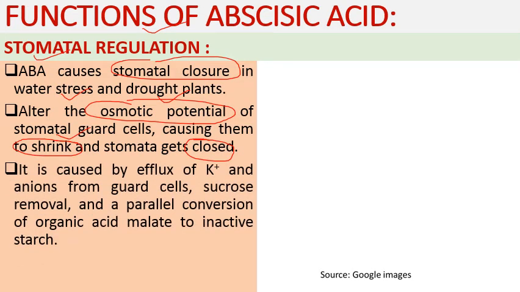So the basic principle behind this is that abscisic acid causes efflux of potassium ions. The potassium ions come out of the guard cells, followed by some anions and sucrose, and then there is a parallel conversion of some organic acids into the inactive form, that is starch, which is the water insoluble form. So all these processes cause exosmosis from the guard cells, which means the water will come out of the guard cells and go to the surrounding cells, resulting in the formation of flaccid guard cells, and finally the stomata become closed.